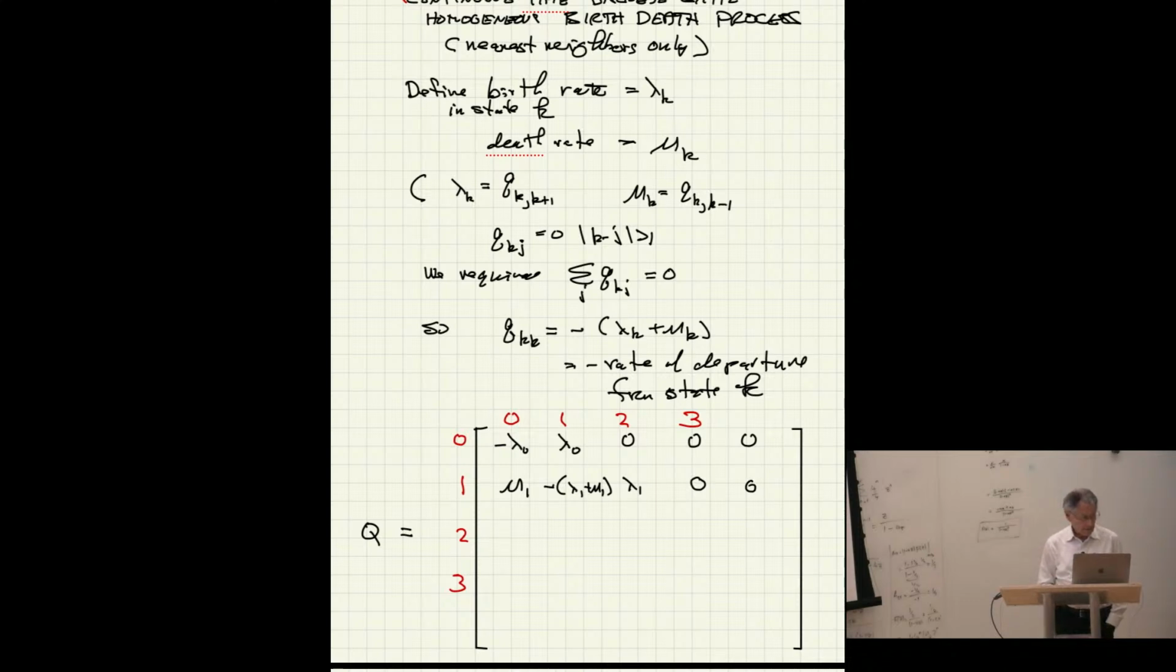Yes, question. It's basically there to force this to be a row summing to 0. Because 1 doesn't mean anything. These are rates, not probabilities. So I don't want them to sum to 1. That wouldn't mean anything. And I don't want them to sum to infinity.